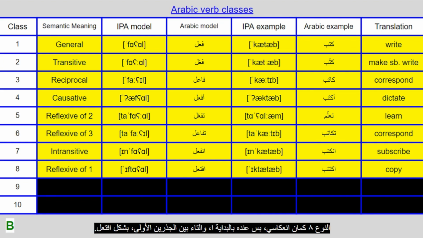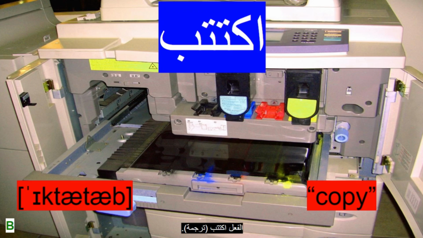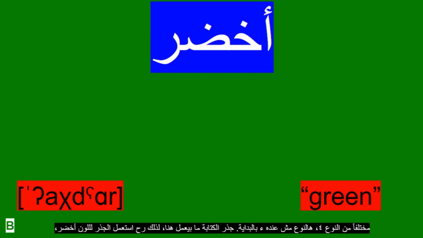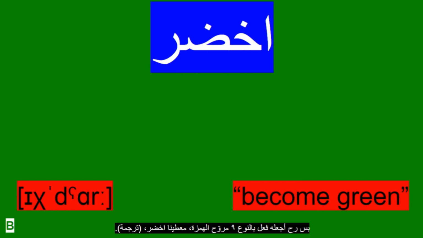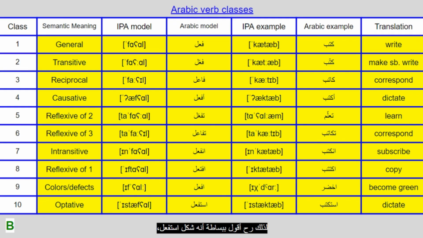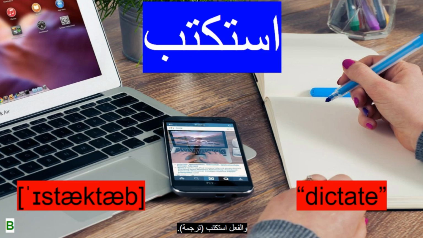Class 8 is also reflexive but has the alif at the beginning and the ta between the first two root letters in the form of ifta'al. The verb iktatab means copy. Class 9 is extremely rare. It's essentially just the colors and defects mentioned in the adjective section, but as verbs in the if'al form. Unlike class 4, this form doesn't have a hamza at the beginning. The writing root doesn't work here, so I'll use the root for the color green, akhdar, but make it a class 9 verb by removing the hamza, giving us ikhdar, meaning turn green. Finally, class 10 is rather complicated and has semantics that are a bit complicated, so I'll just say it's the istaf'al form, and the verb istaktab is another way of saying dictate.